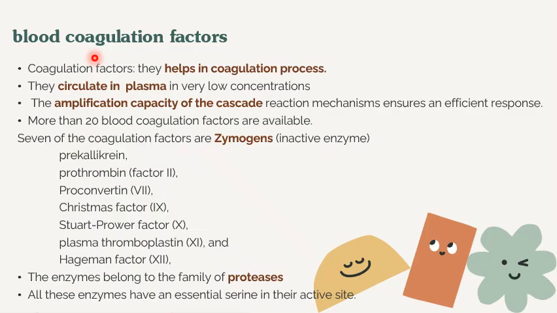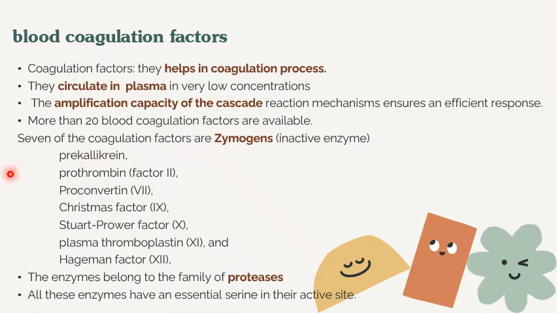Generally, blood coagulation happens with the help of blood coagulation factors. They circulate in plasma in a very low concentration. The amplification capacity of cascade reaction mechanisms ensures an efficient response. More than 20 blood coagulation factors are available. Among them, 7 of the coagulation factors are zymogens. Zymogens are inactive enzymes which need to be activated.